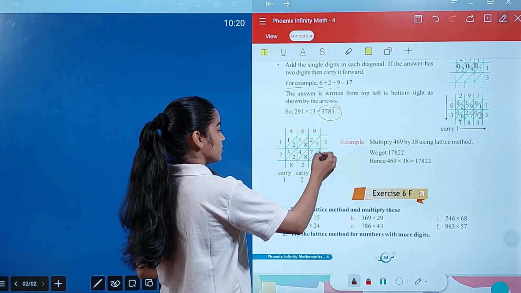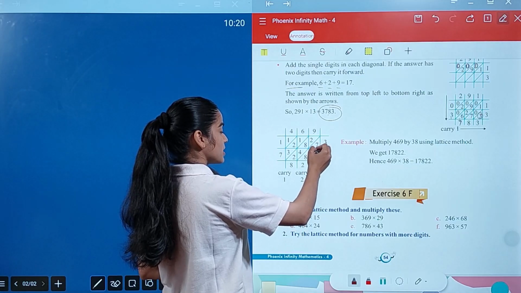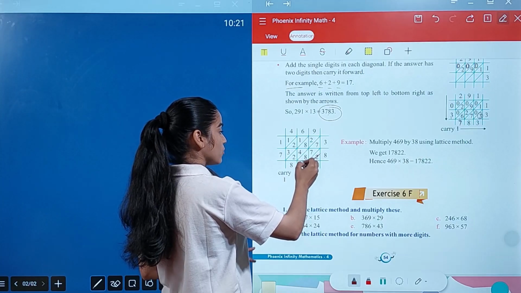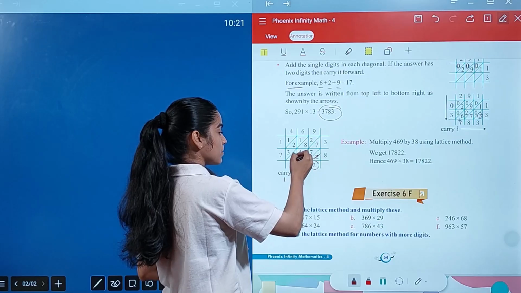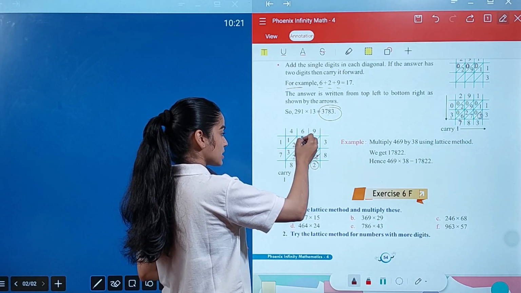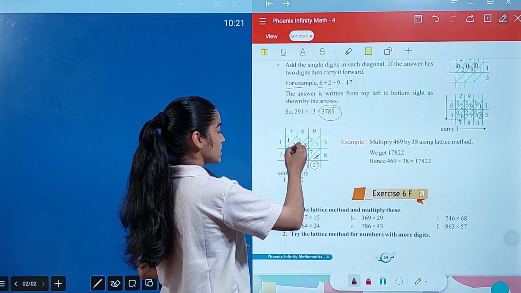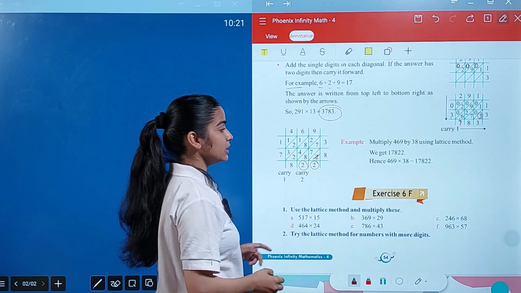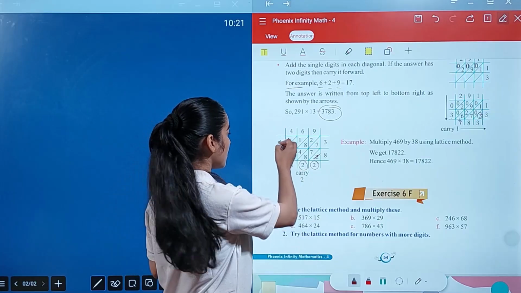Now start adding. Here we have only 2, so we write 2. 8 plus 7 plus 7, so 7 plus 7 is 14. 14 plus 8 is 22. So we write here 2 and 2 will be shifted to the next diagonal. 10 and 16. 16 plus 2 is 18 and 1 shifted to the next number. 1 plus 2 plus 3 is 6 and 6 plus 1 is 7. So your answer will be 17,822.